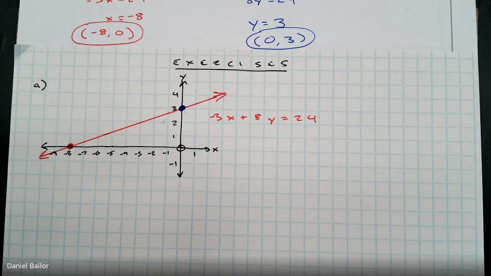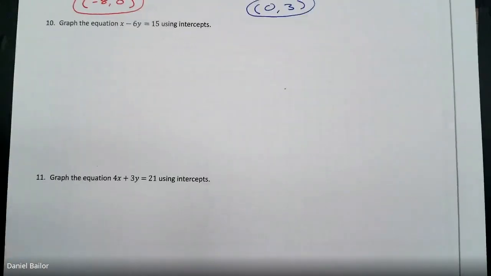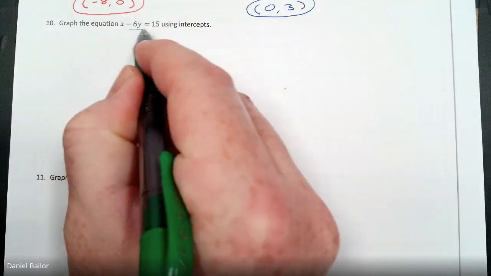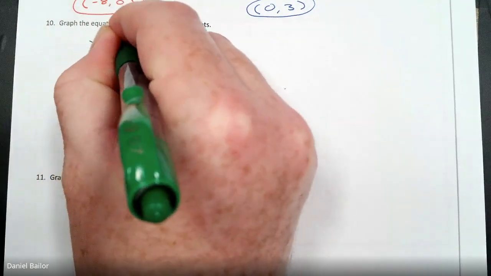We're graphing using intercepts. So in lesson 18, you graphed using 1 intercept and a slope rule. Today, you're graphing using 2 intercepts. Let's do number 10 together, and then I'm going to ask you to do number 11 on your own. But number 10, we have this equation, x minus 6y equals 15, and we need to use intercepts. So again, let's find the x-intercept first.